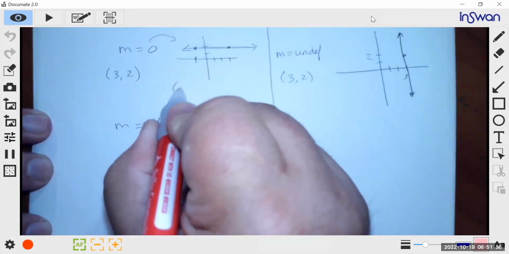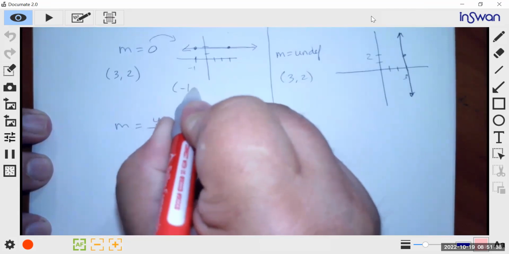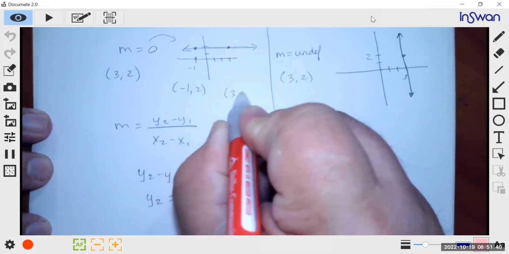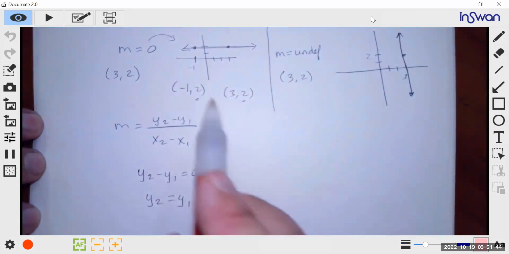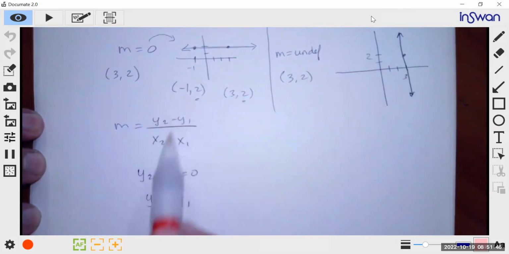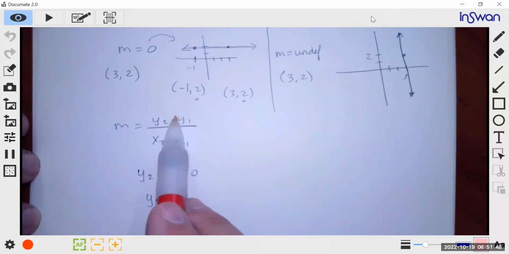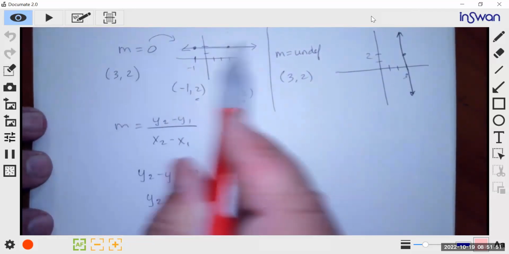So if I had two points, (-1, 2) and (3, 2), I notice that the y values are the same. Since the y values are the same, the top part is going to be 0. So the slope is 0, it's a horizontal line.